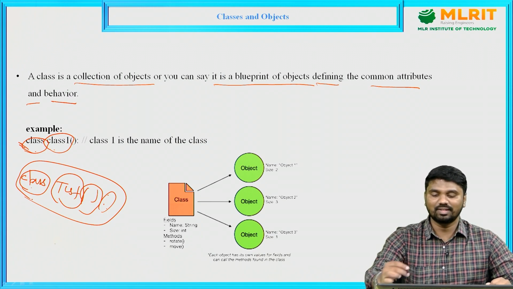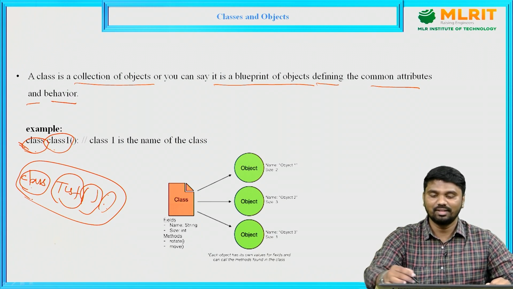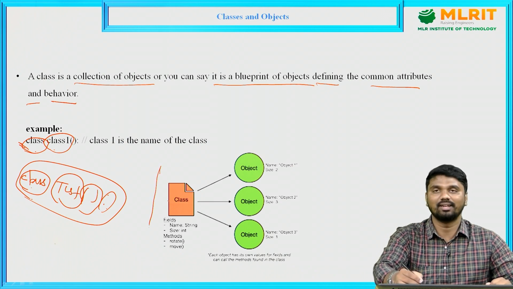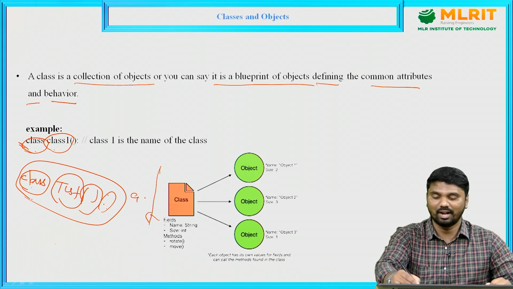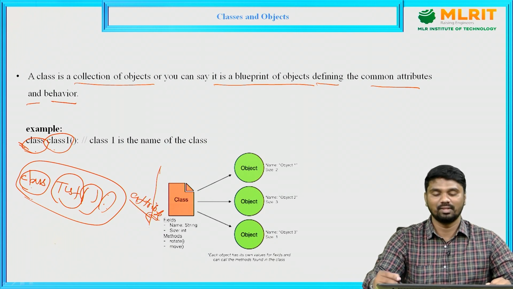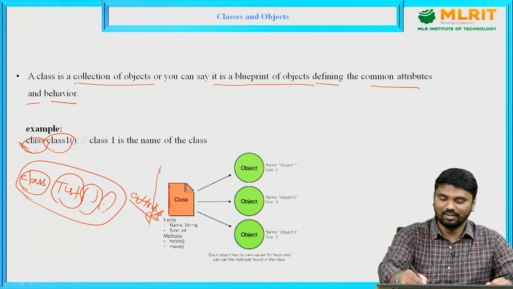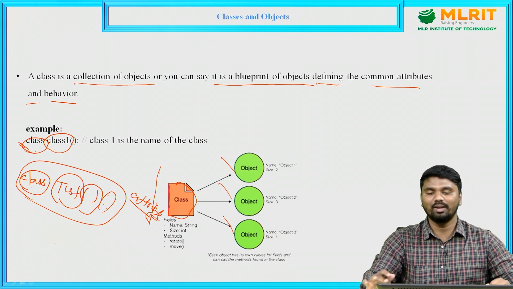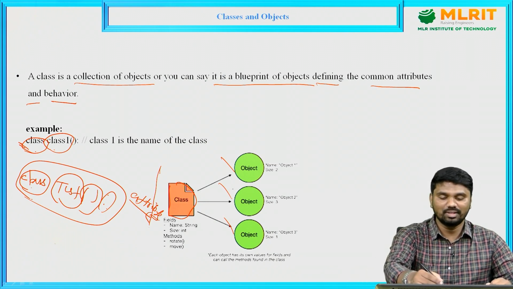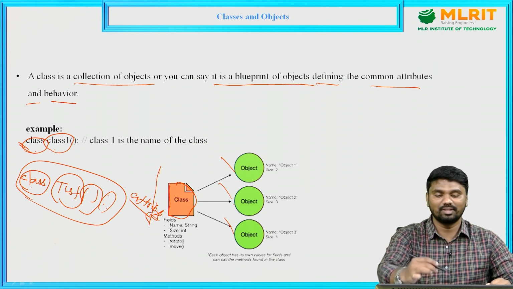Now what does this class contain? In this diagram you will see a class contains fields and methods. Fields here are nothing but attributes. And for each and every class we can create any number of objects. By using these objects only we can represent the data.